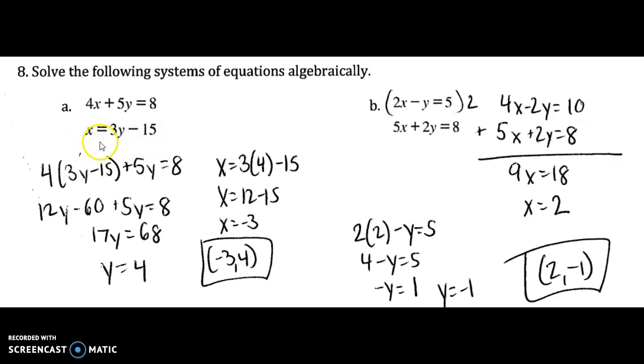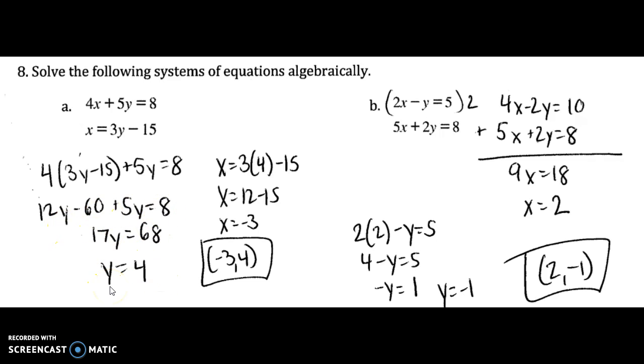So since we have x is equal to this expression, we can just take 3y minus 15 and plug it in for x, or substitute it in for x in our first equation. So we have 4 times, instead of x, we have that 3y minus 15, and then plus 5y equals 8 as the rest of our equation. We distribute our 4 in, combine our like terms, and we get y is equal to 4.